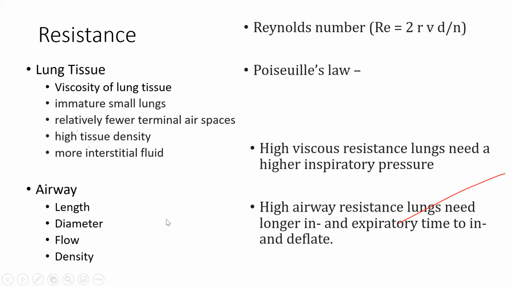So if you are trying to provide ventilation for these babies through this resistant lung tissue and airway, if the lung tissue is a problem, which means the pathophysiology is at the alveolar level, high viscous resistance lungs need high inspiratory pressure. So pressure is the one thing that's going to make a difference for the expansion of these lungs. But if you're looking at high airway resistance lungs, it's basically the inspiratory time and expiratory time that decides the amount of flow going in and out of the lungs. It's not the pressure, it's the time. So if it's a lung tissue problem in the resistance, it's the pressure. If the airway is the problem, it is the time.